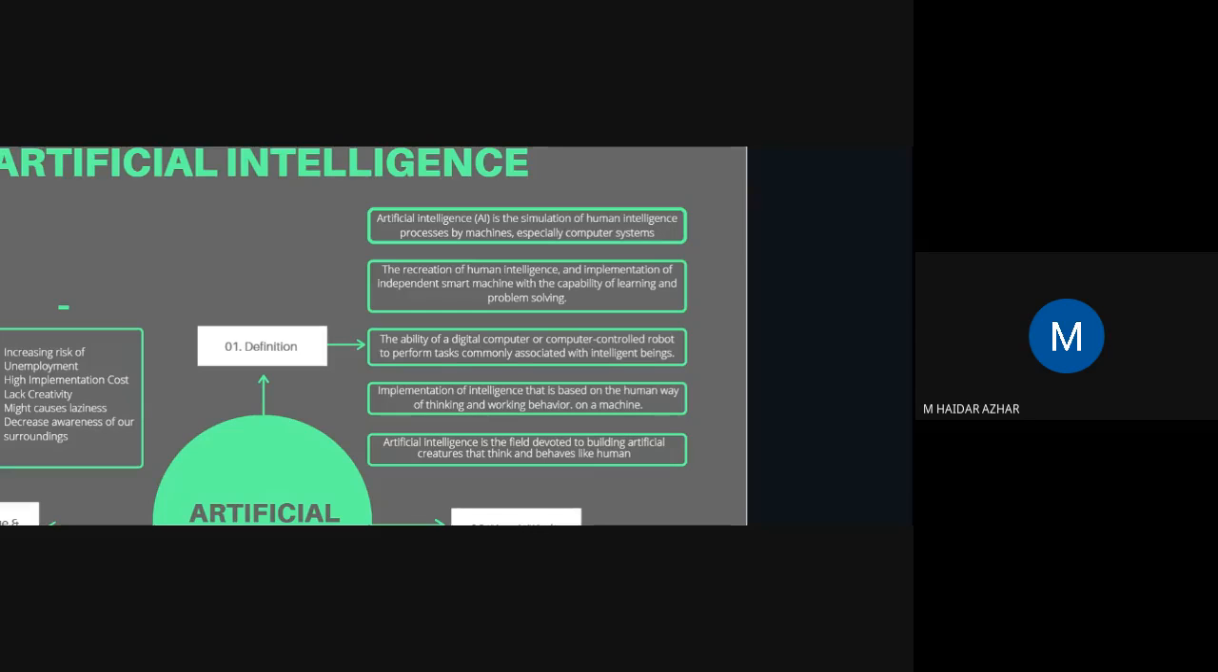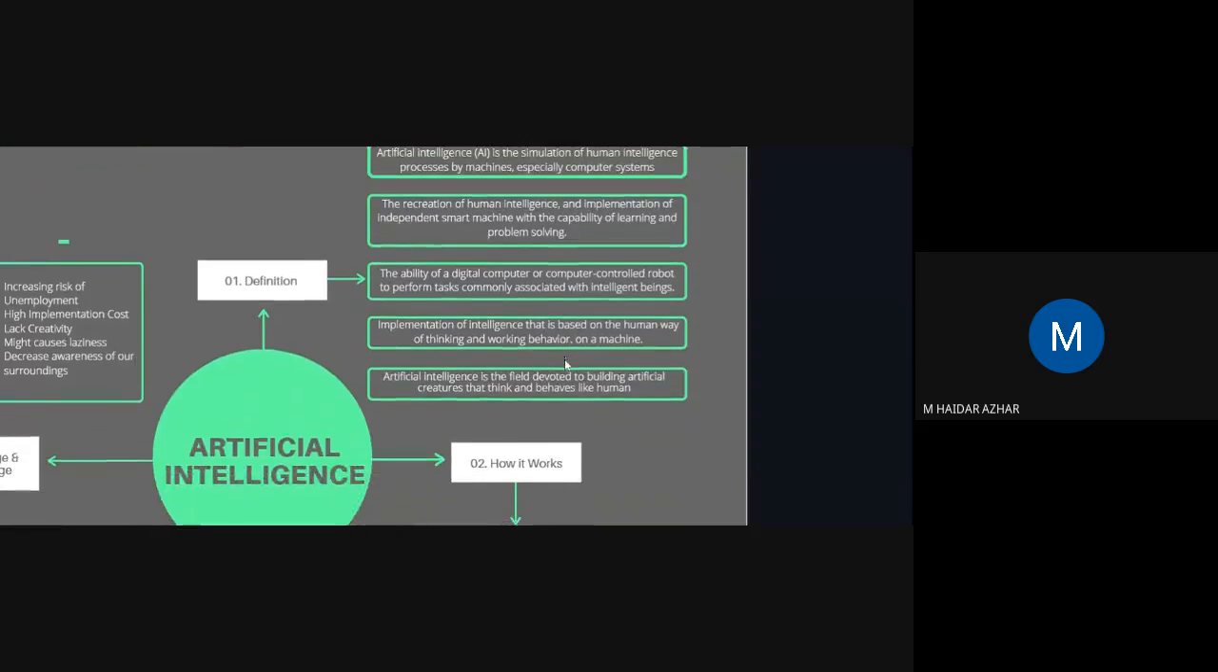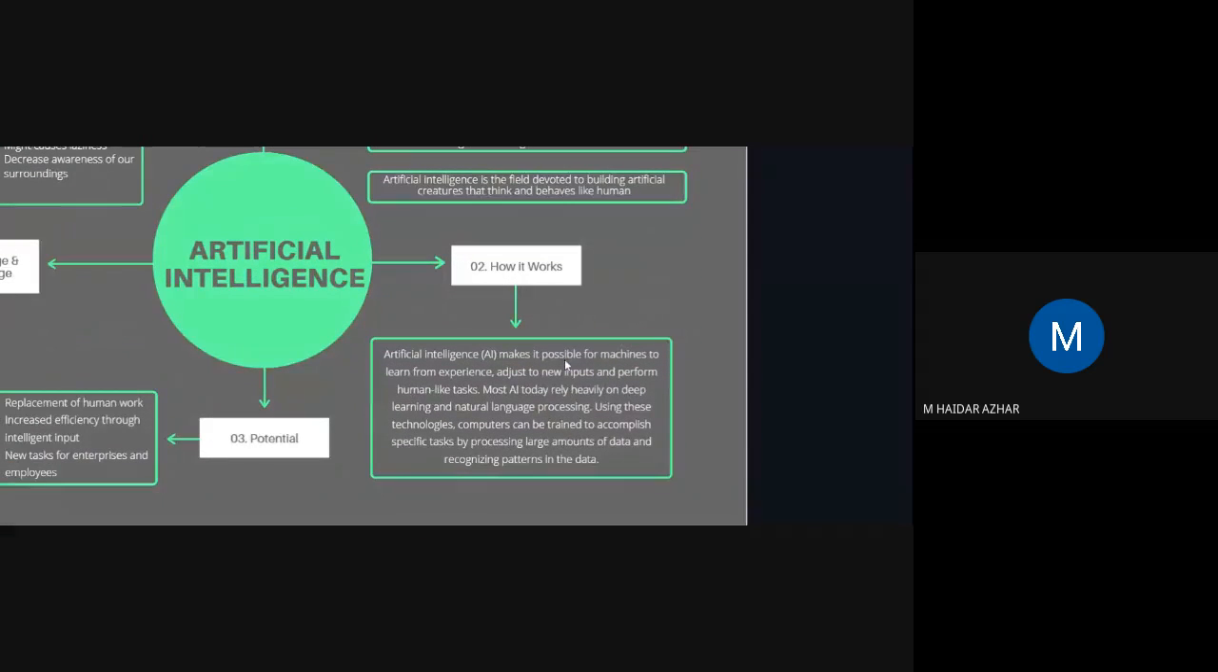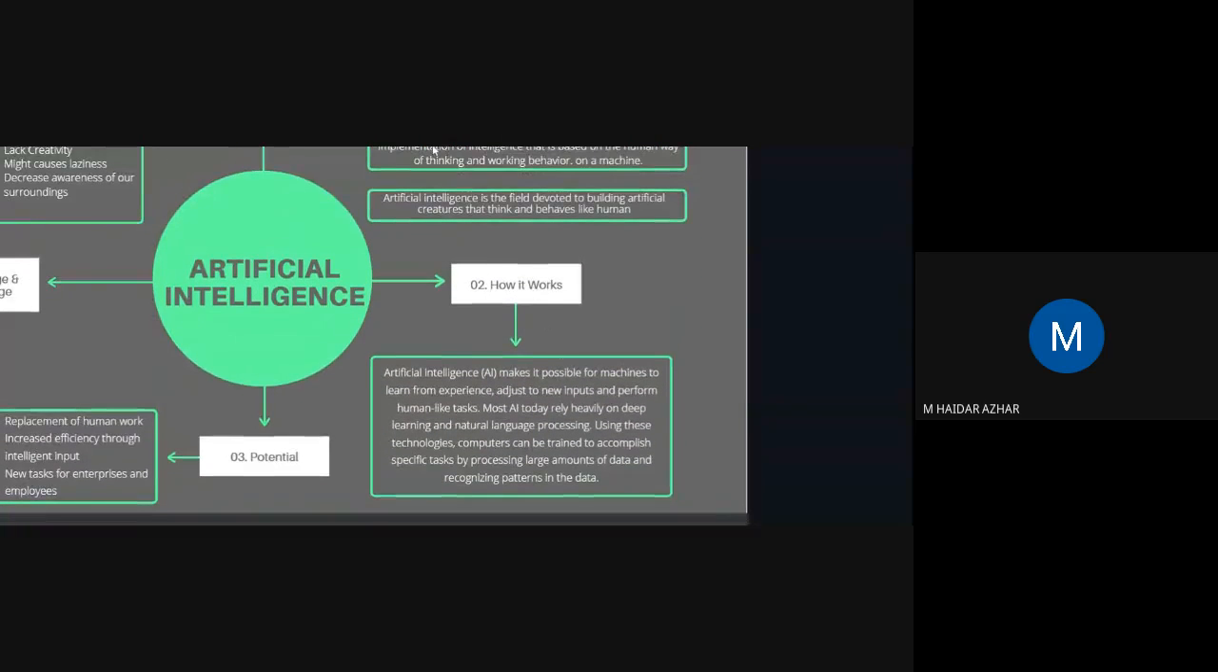So basically, the main idea for the rest of the definitions is that artificial intelligence is a machine doing what humans usually do, like a machine doing something that human intelligence can do. So it's basically like an automation. Okay, so that's only the definition. We should continue to how it works. Maybe Faiz can explain how it works.